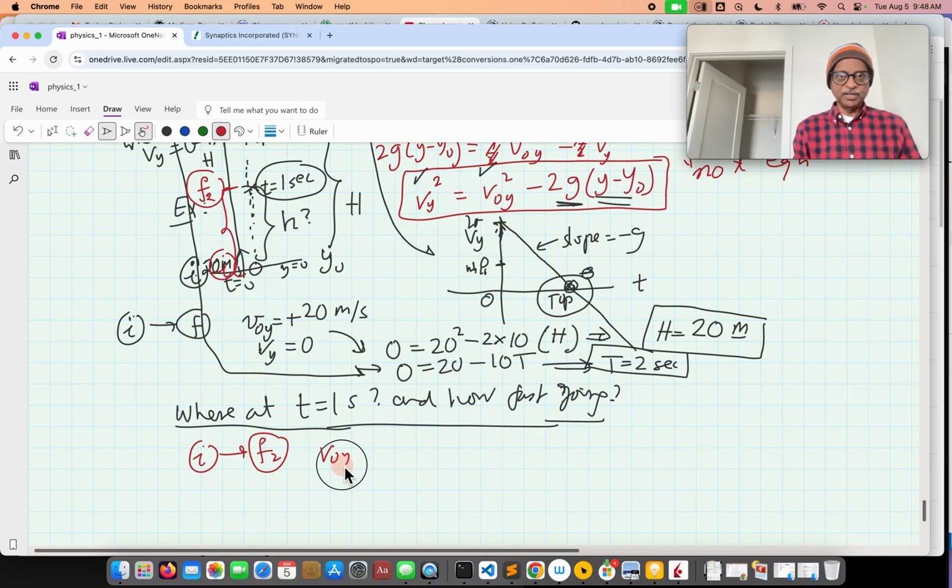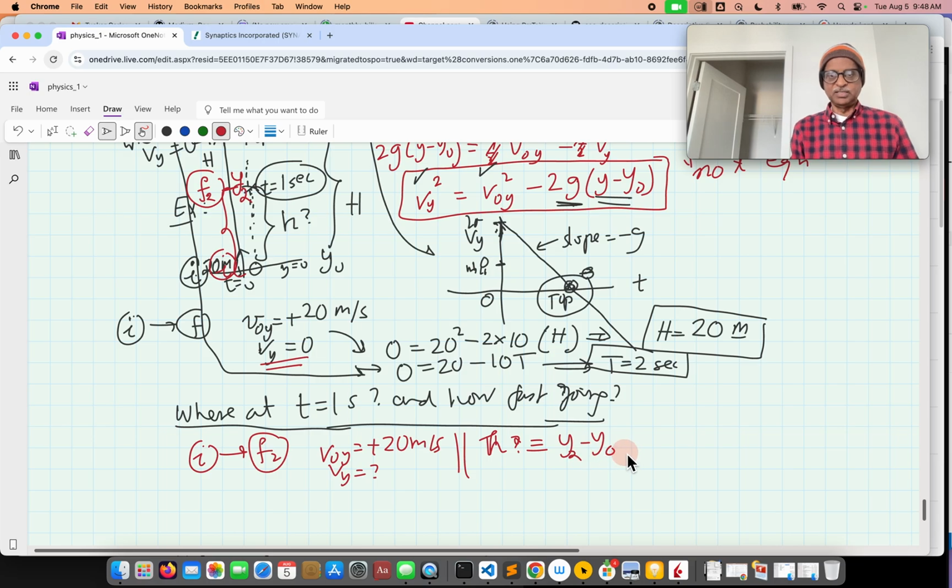We know V0y is the same, 20 meter per second, but this is not the same. Vy we don't know. We don't know little h, which is still y minus y0, because this is now the new y. Okay, let's call it y2. Y2 minus h0. And here is a common mistake people make, but we do know time, which is t minus t0, that's a segment, and that's given to be 1 second.